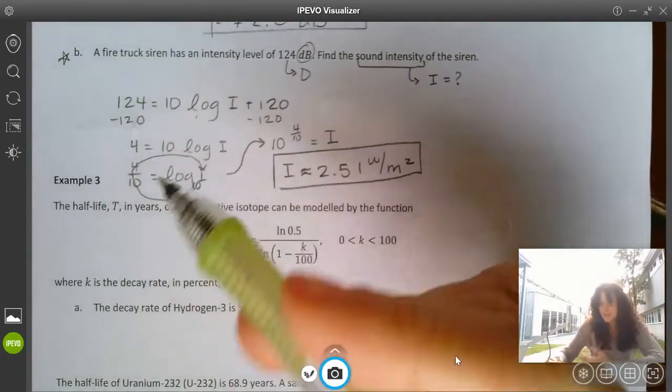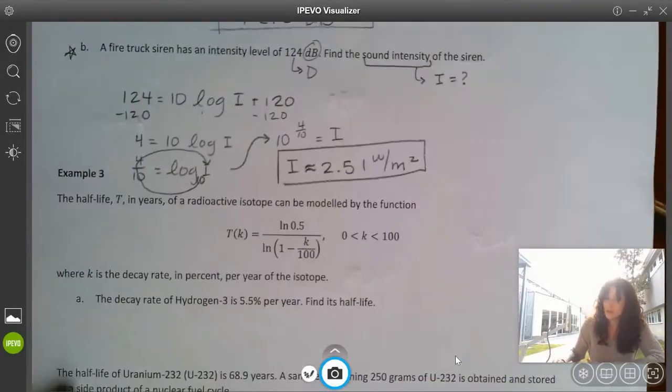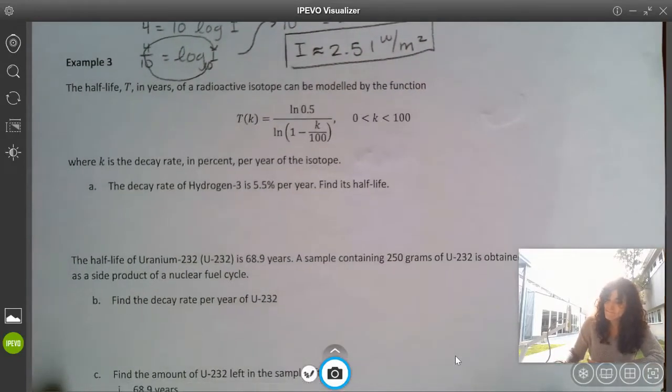So we can use the process that we learned on the previous page in order to solve, but we could also use numerical solve because we have that tool available to us. Okay.